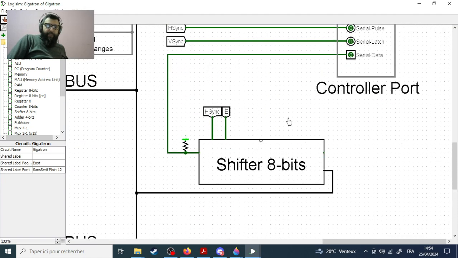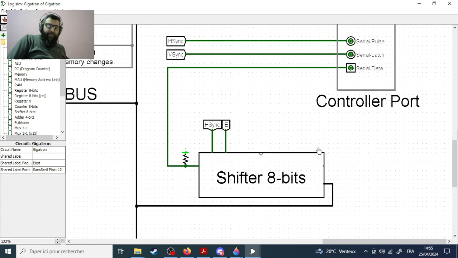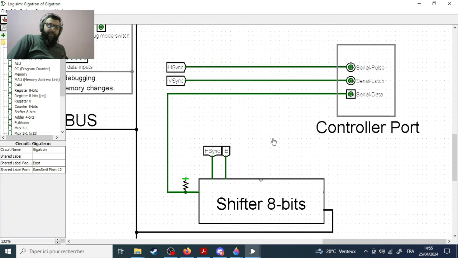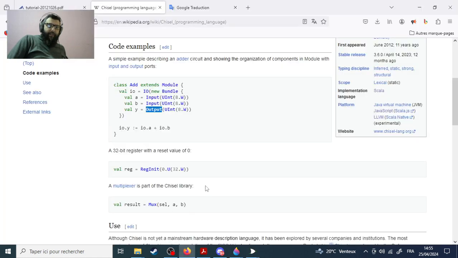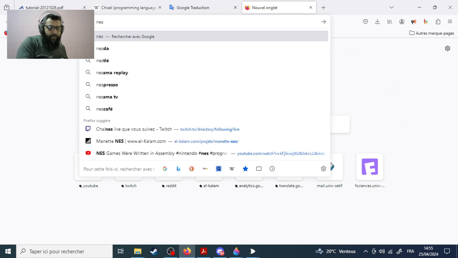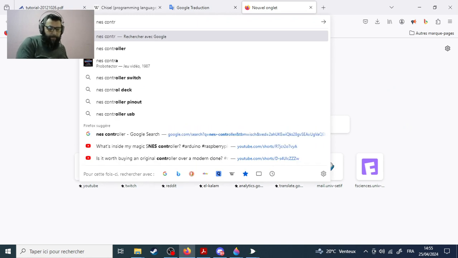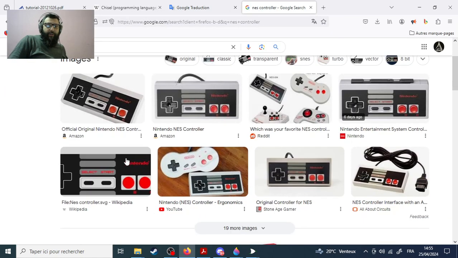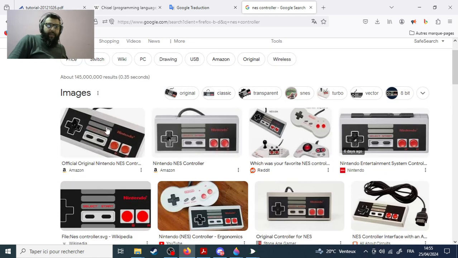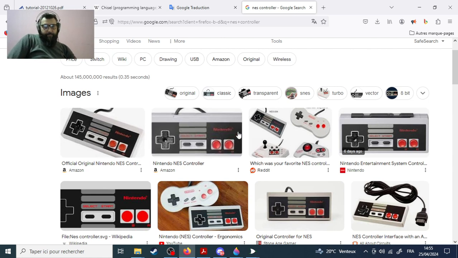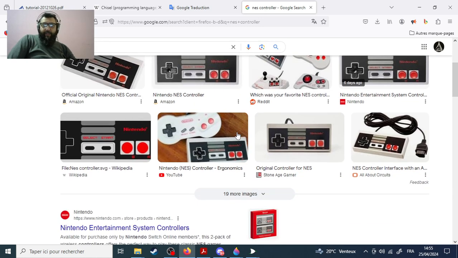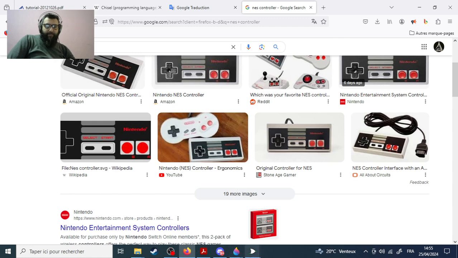And we have the input. The input is implemented using a shifter. We have an 8-bit shifter here. And our input is what we call a controller, a NES controller. What is a NES controller? This is the NES controller. This is a game controller, and the Gigatron only has one device for input. It only has one controller input. That means you can't use, for instance, a keyboard or other devices. It's impossible to do that by following the Gigatron.